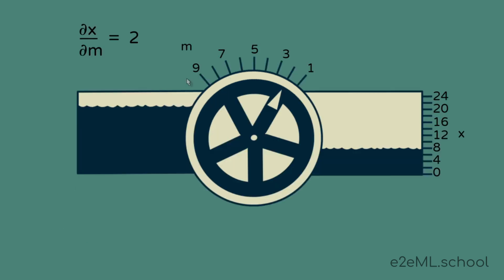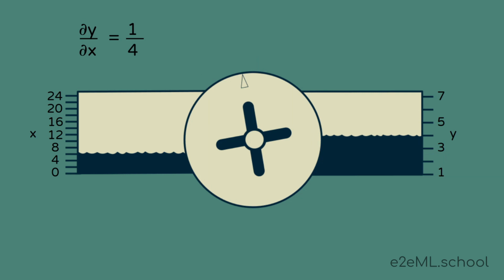Imagine that we had measured dx/dm to be 2. For every unit change in the main valve position, the house flow rate increases by 2. Also, assume that we had measured dy/dx to be 1/4. For every unit change in the house flow rate, the shower head flow rate increases by 1/4 unit.